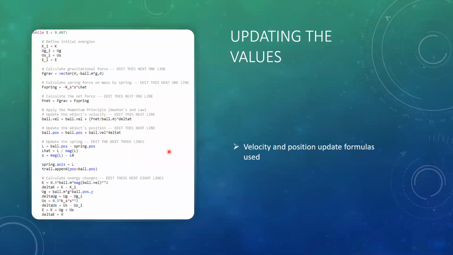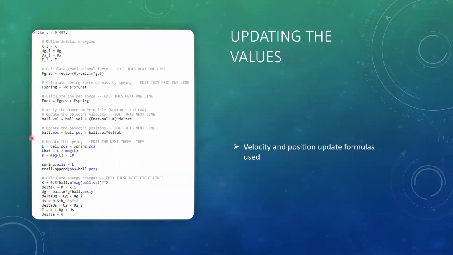So these lines of code were used to update all of the values. Initial variables were set for all of the energies. This is just the gravity vector, negative mg. For spring, negative ks times L hat. Fnet is just a combination of those two. Ball.vel is found using the velocity update. Ball.pos is found using the position update.